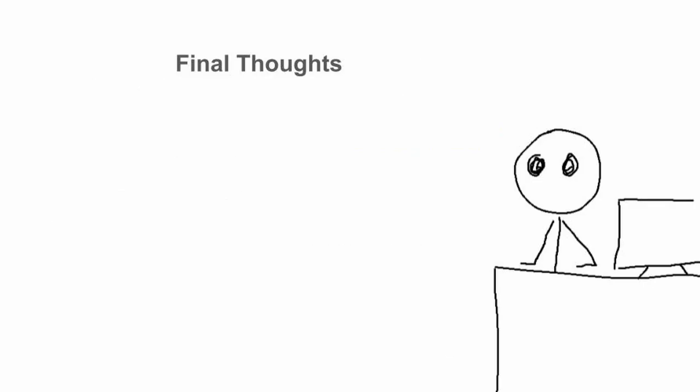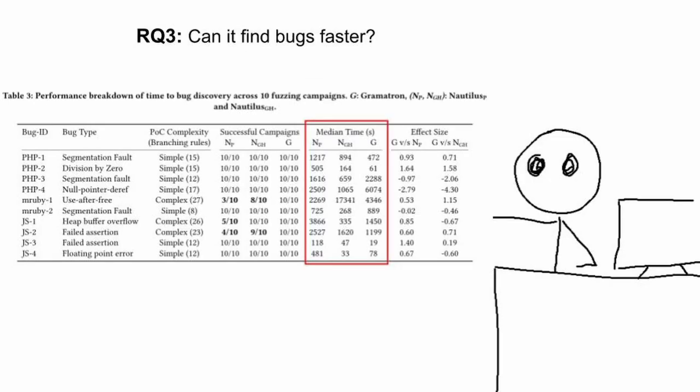I think one possible extension for the future is highlighting the benefits of the parse tree that we saw in the median time table in research question 3. We saw that generally Gramatron was faster, but in those instances in which the bug was localized to a super specific part of the grammar, the parse tree implementation in Nautilus was actually faster. And I think that could be an interesting place to explore.